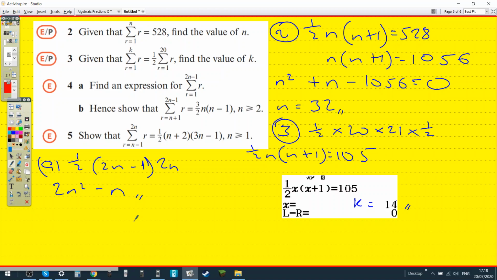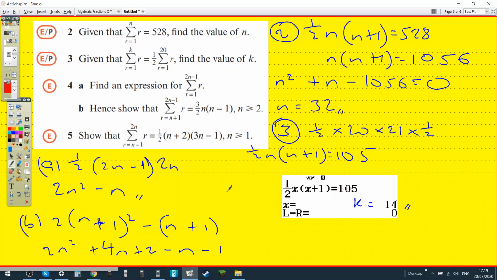Oh, when you start with n plus 1. I'm not really sure how to do that, but I think you just replace n with n plus 1. So it's like 2 bracket n plus 1, the whole squared, minus n plus 1. And I'm hoping if you expand it out, it'll give you the answer. So this is going to be n squared plus 2n plus 1, minus n plus 1.